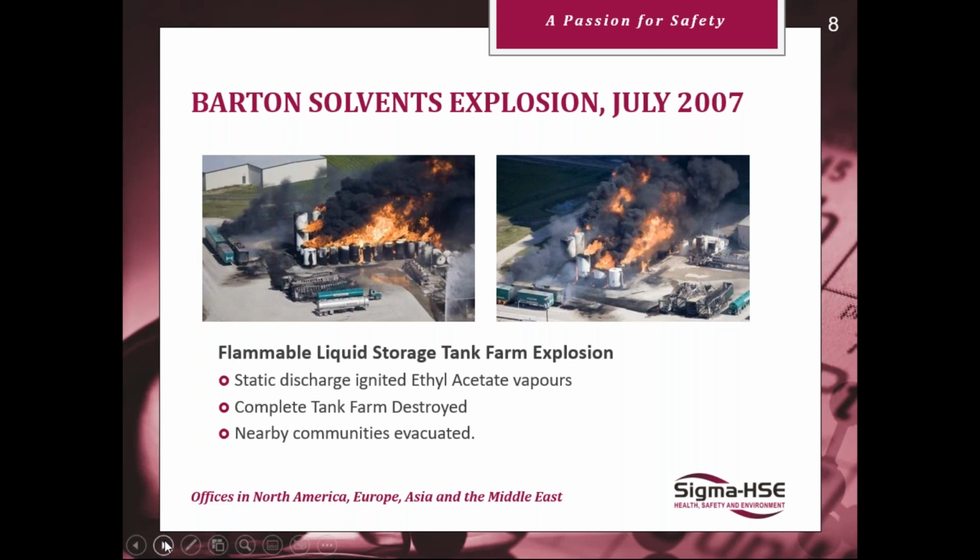The strange thing about this one was that they thought they had done everything right. They thought they'd grounded everything, but they hadn't. They failed to identify an isolated conductor in the float. And it was this that built up static charge, discharged, and ignited the ethyl acetate vapors. So even when you think you're doing the right things, you can miss something if you're not well au fait with electrostatics, and then you get the spark.